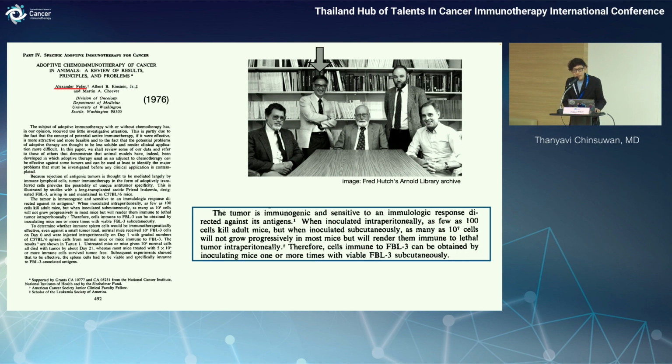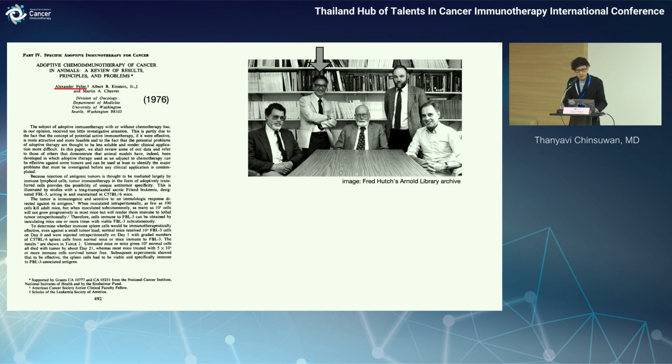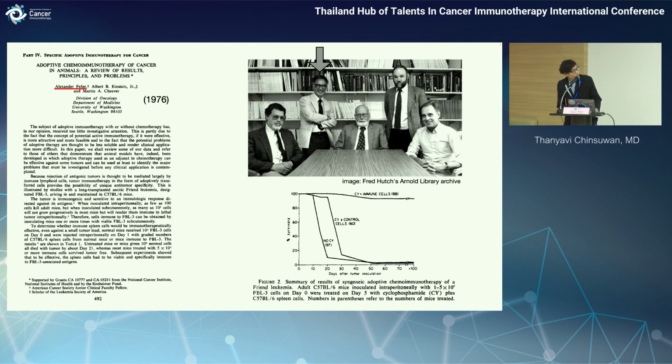So following this method, he tried to cure mice with FBL3 inoculation by adoptively transferring cells from another group of mice that were immunized against FBL3. And sure enough, he showed that in the group with no treatment, almost all of the mice died in about 20 days.